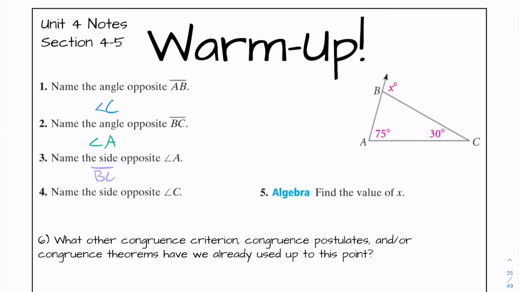And then name what's opposite angle C. Here's angle C. It outreaches to AB. So that is side AB.